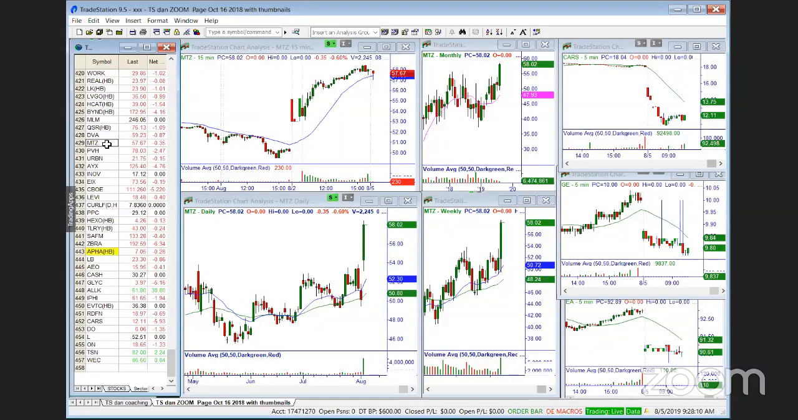MTZ, that's a bullish bar. That's worth watching. Now look at that. It's down only 35 cents. That's going in my list. Absolutely. If this thing can just stay down 35 cents and then take out Friday's high, that looks great.